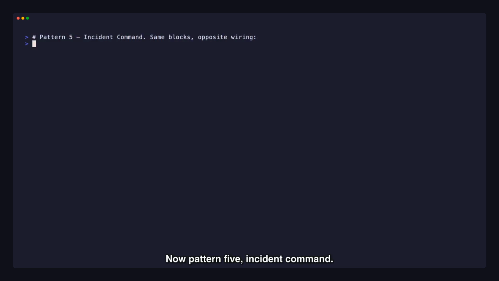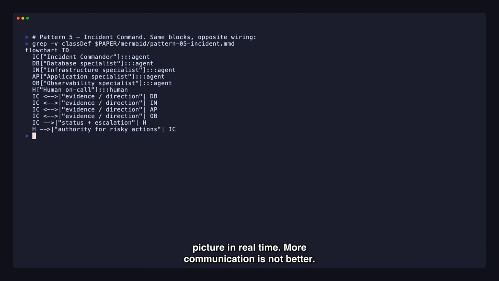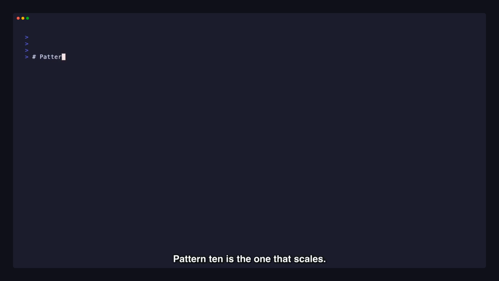Now pattern 5, incident command. Same blocks, and every edge runs both ways because a commander needs one coherent picture in real time. More communication is not better. Correct communication is.